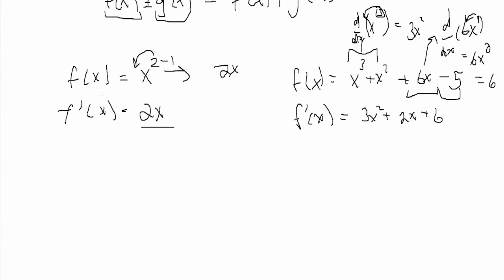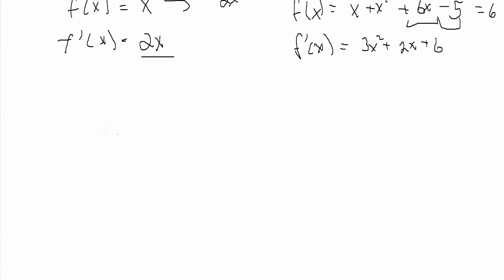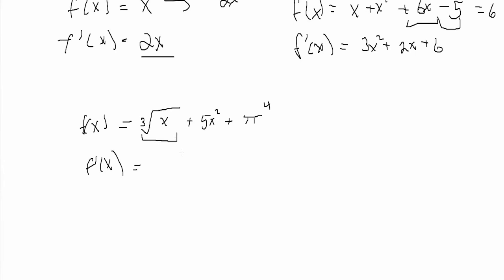Now I want to look at something a little bit more complex. Not much more difficult though. So f of x is equivalent to, let's see, the cube root of x plus 5x squared plus pi to the 4th power. So first things first, f prime of x. We're going to take care of this first term.